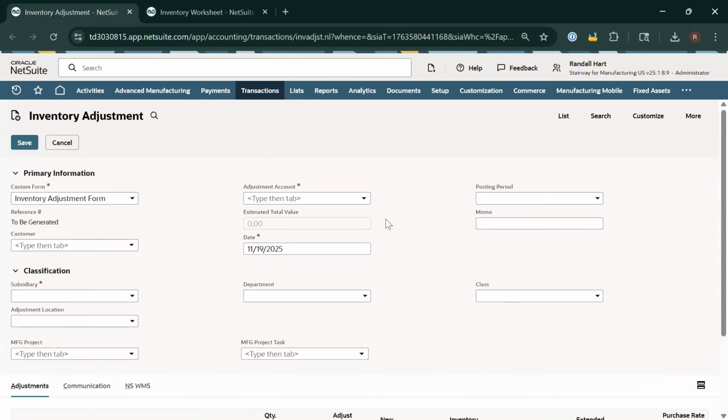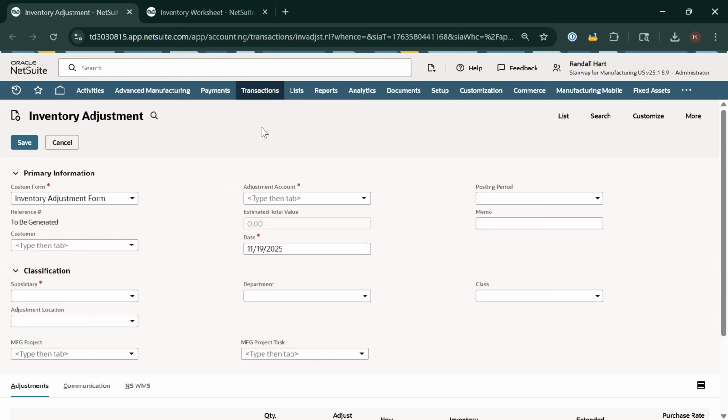Most clients end up using the inventory adjustment more specifically because once you get a lot of inventory in your system, you don't necessarily want to be going in there and all the time completely changing the total value of your inventory. You want it to adjust by a unit cost.